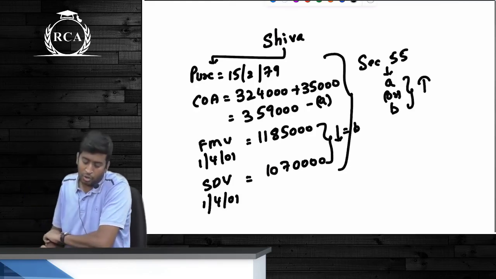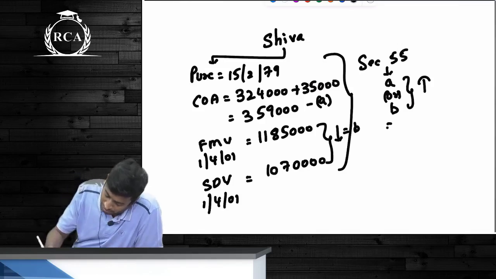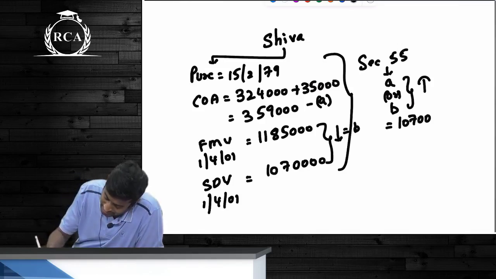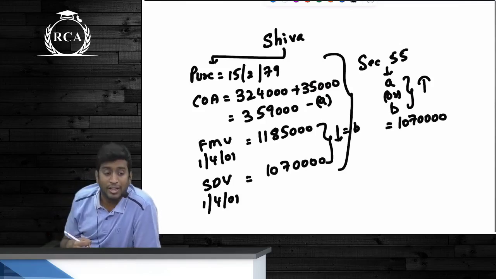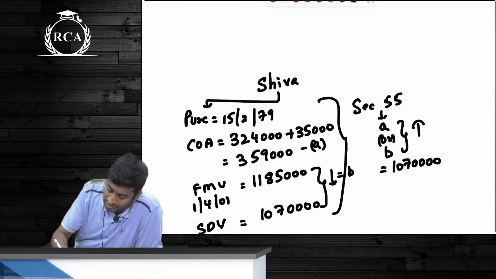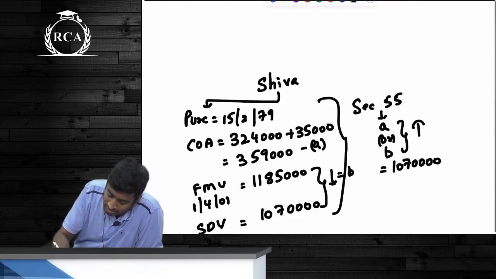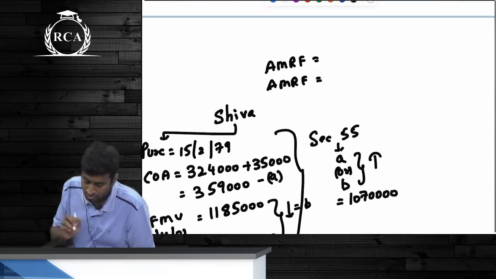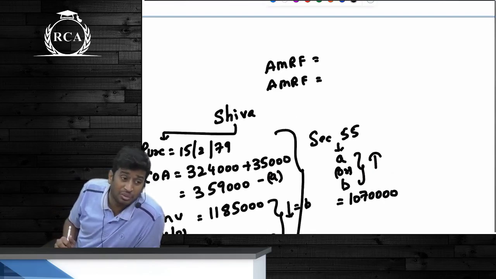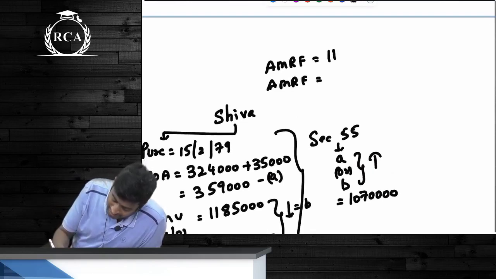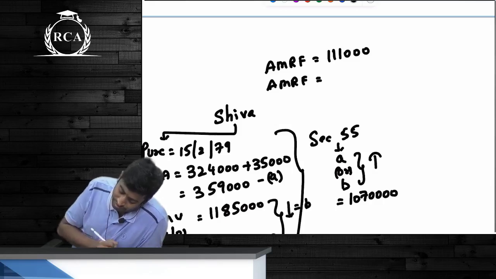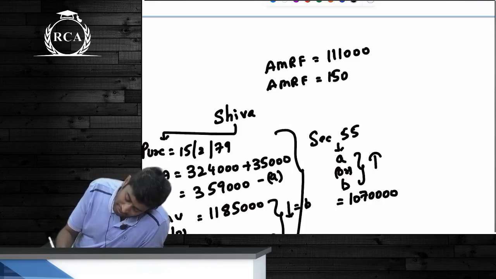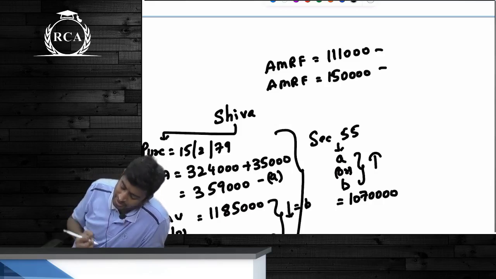So how much do we take? You tell me now. 10,70,000. Clear till here. Then there are two AMOR, advance money received and forfeited. Give me the first value and the second value. Two advances were received. First value 1,11,000. Second value 1,50,000. Year and month.